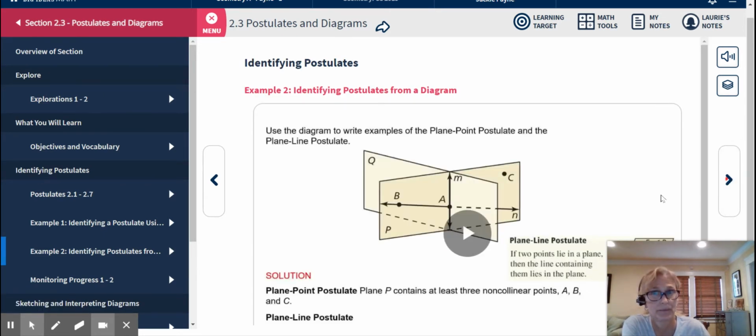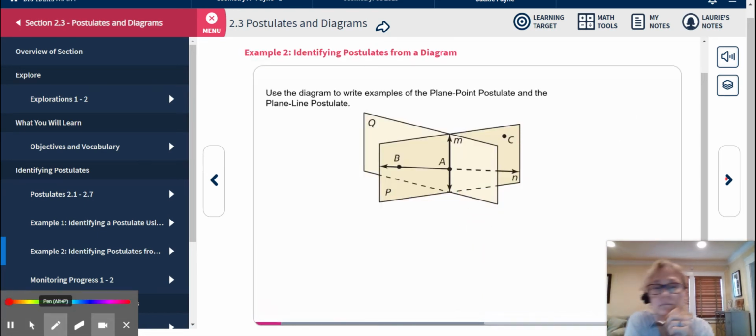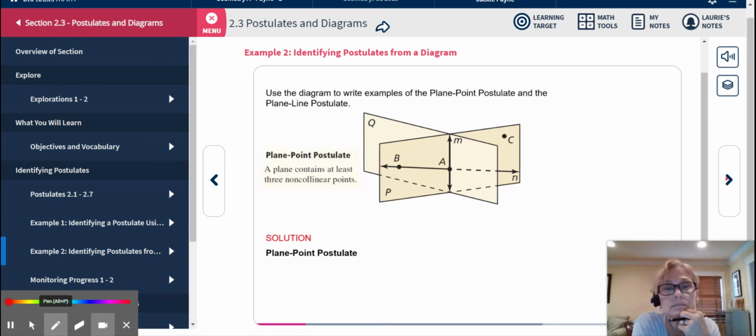Identifying from a picture. Use the diagram to write examples of the plane point postulate and the plane line postulate. Solution. The plane point postulate states a plane contains at least 3 non-collinear points.